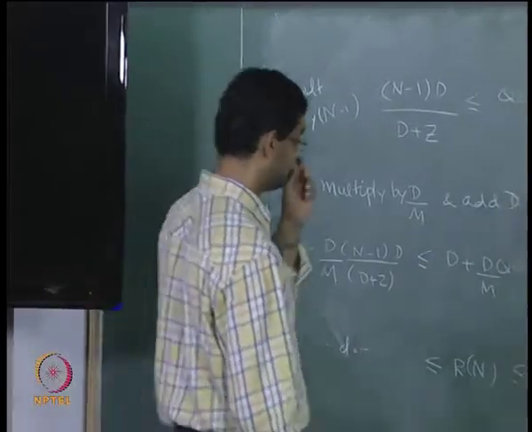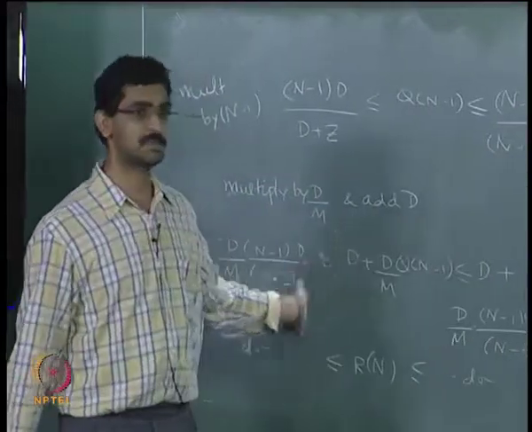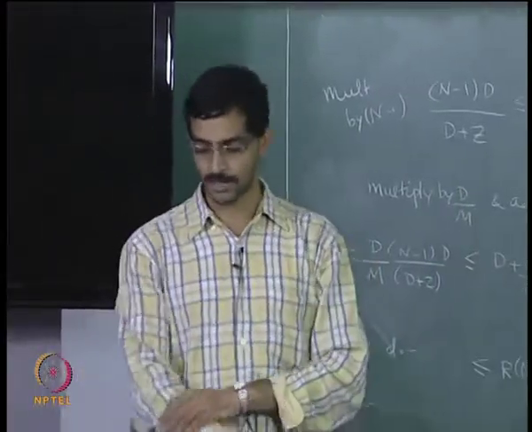Okay, so we will stop here, we will come back and then use these 2 sets of expressions to give better delays or better bounds for both R of n and then X of n.